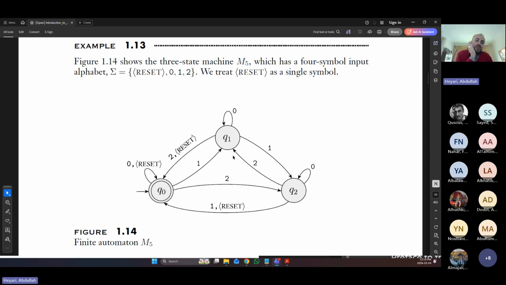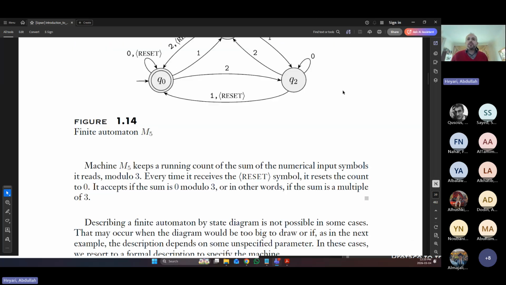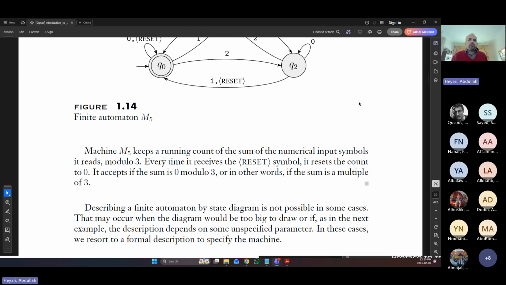So this machine is nice and tricky. It is not so tricky, but I mean, it does something more meaningful, at least. Here, I mean, some discussion is put here about this machine and how it works.